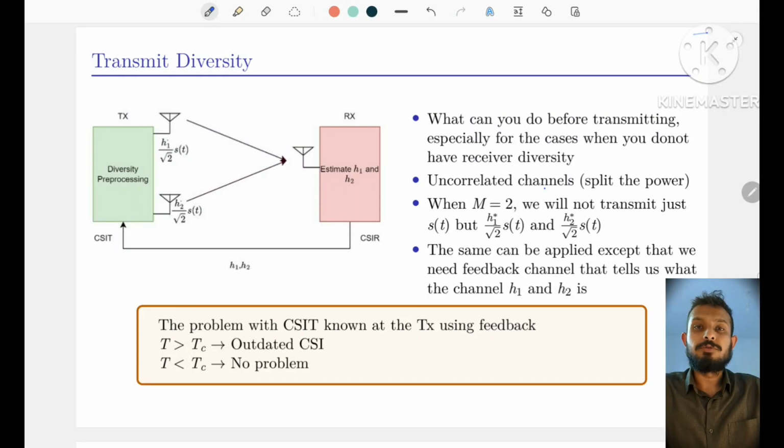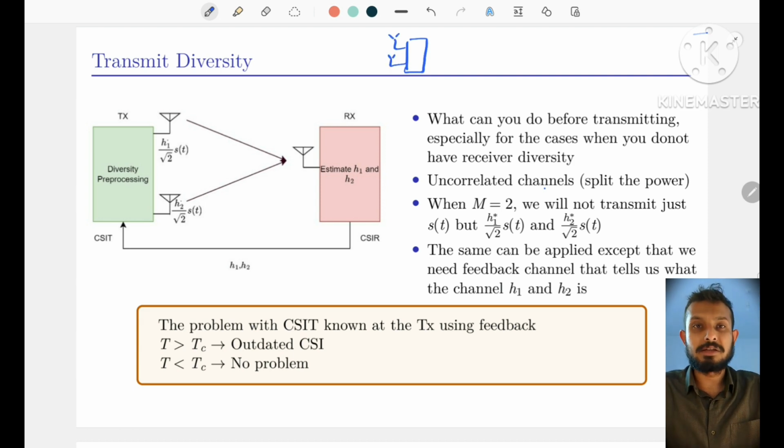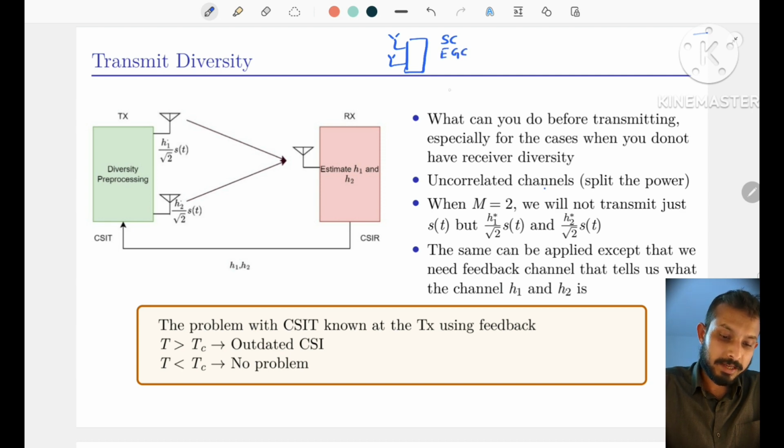In this video, we will look at transmit diversity. Previously, we have studied receiver diversity, where we said we have multiple antennas at the receiver and we are receiving the same signal at the receiver to get the benefit from diversity. And then we studied different schemes like selection combining, like co-phasing or equal gain combining, and then optimal combining, that is maximal ratio combining.